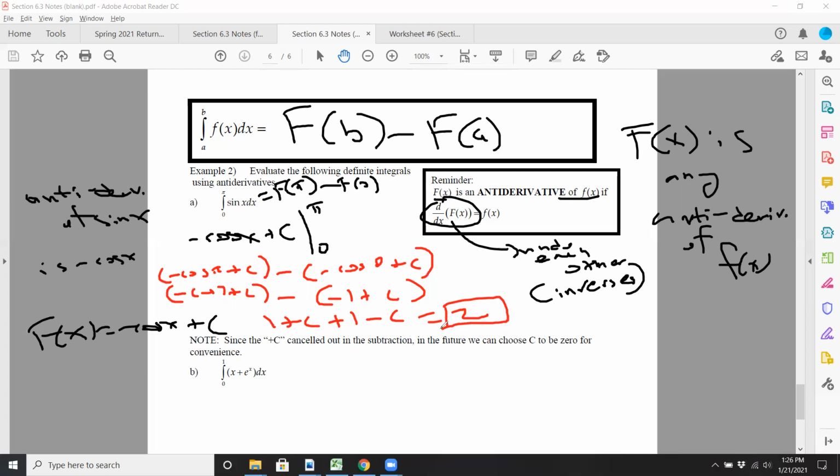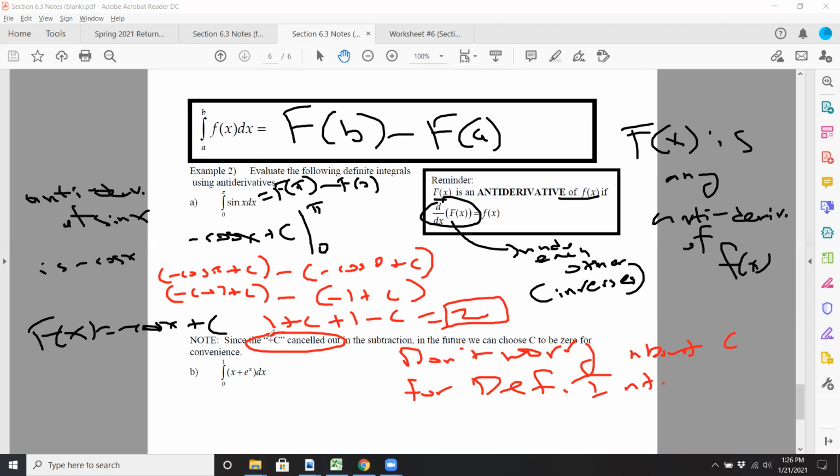So that was what we got in the calculator when we did this, using the numerical integration feature where we did alpha, window, and then picked option 4. And notice the c's cancel out in the subtraction. So in the future, we can choose c to be 0 for convenience and not worry about it when doing definite integrals. So you don't worry about c for definite integrals. That's because the c's cancel out.